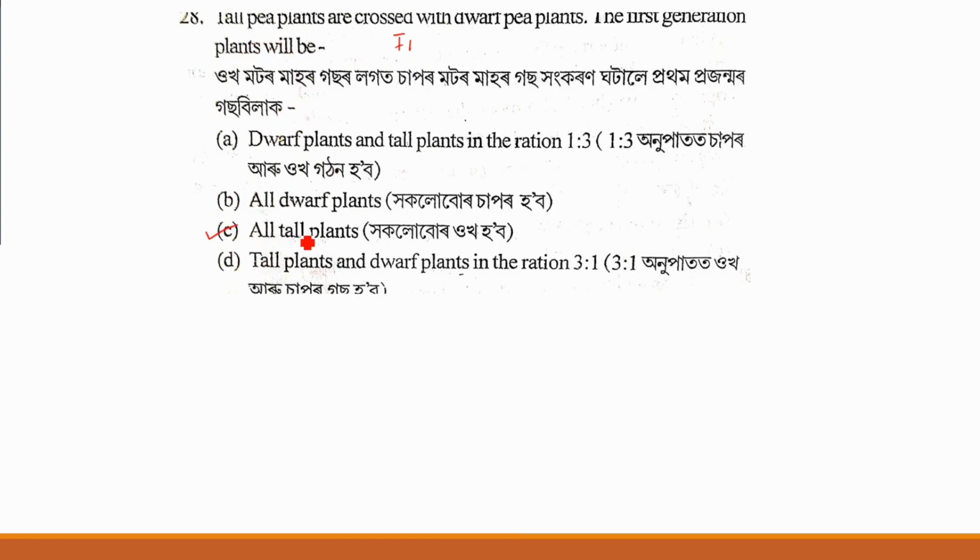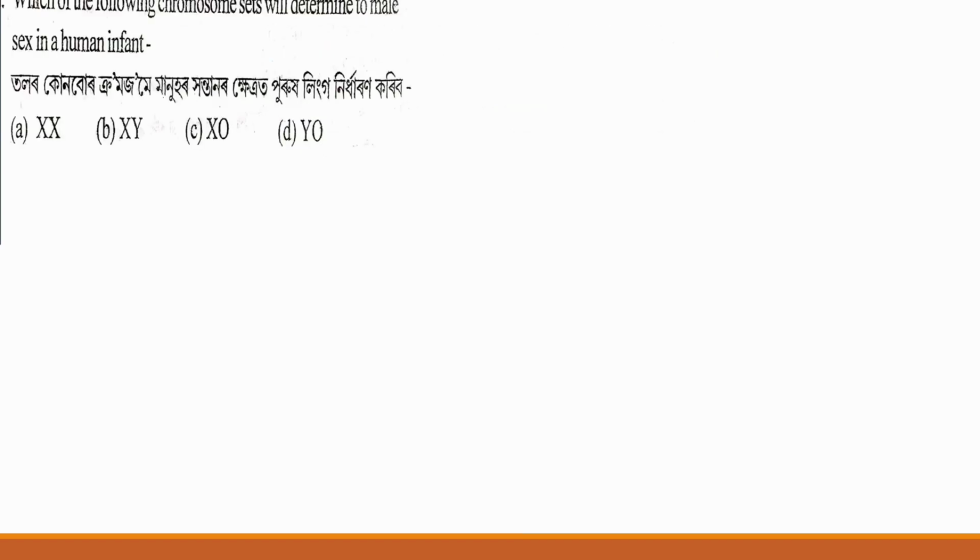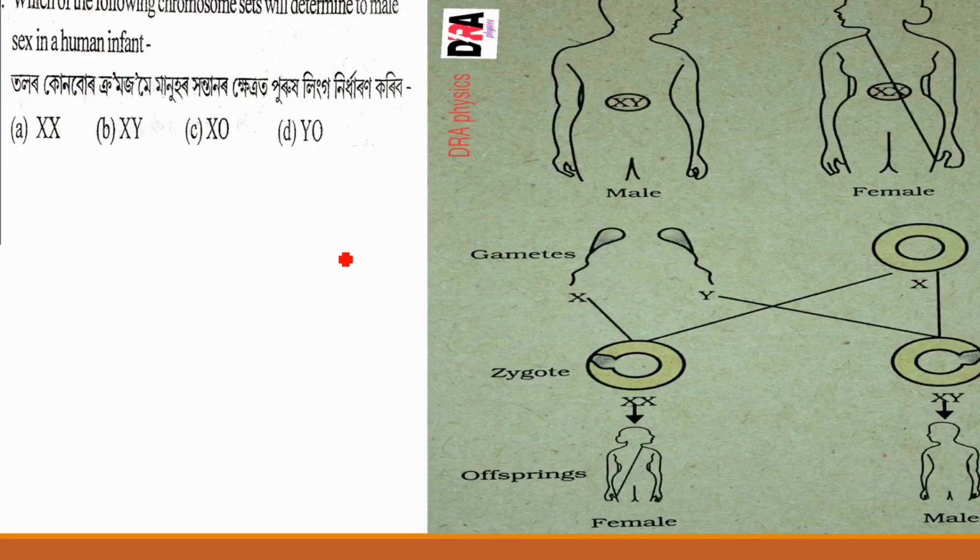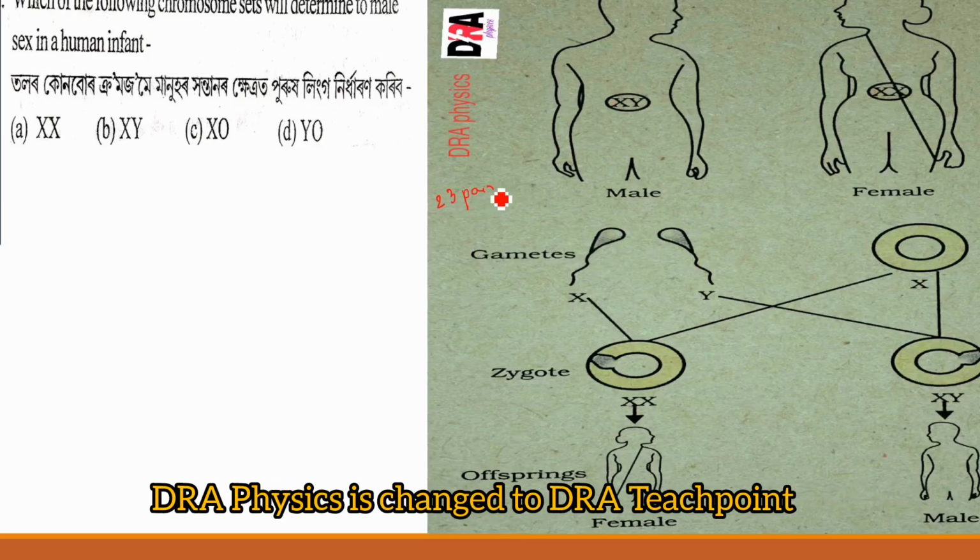So dear students, we'll move on to the next question. In the next question, the question is, which of the following chromosome sets will determine male sex in a human infant? Options are given: XX, XY, XO, YO. Before that, students, you know that in a human there are 23 pairs of chromosomes. That means in total 46 chromosomes are there.